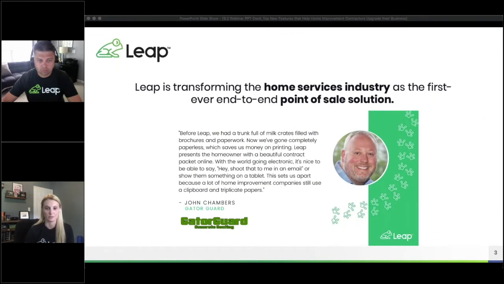So for those of you who aren't familiar with Leap, I'll give a quick overview of what exactly Leap is. Leap is a point of sale application that digitizes every stage of the in-home sales experience. That includes things like creating documents like surveys and assessments. You can import measurements to help you generate estimates in seconds.